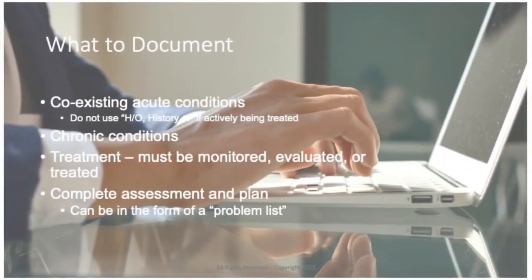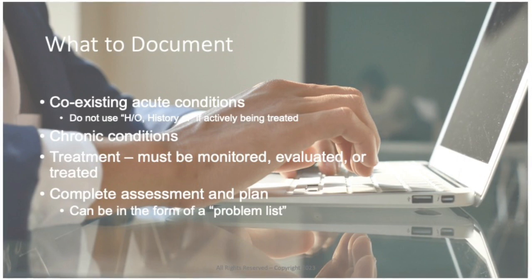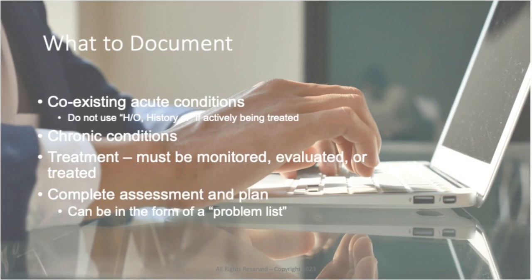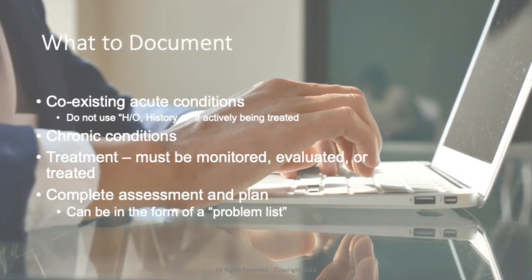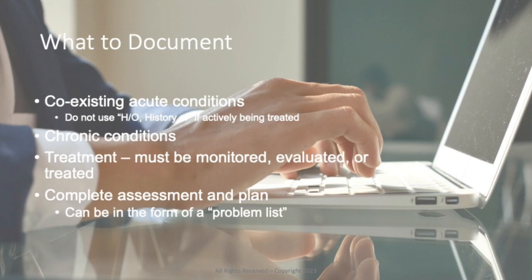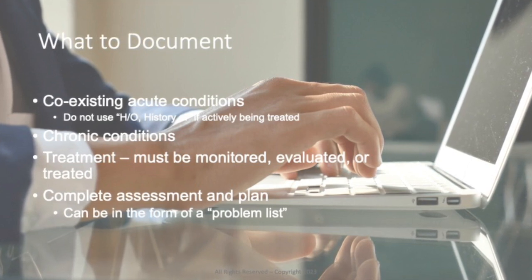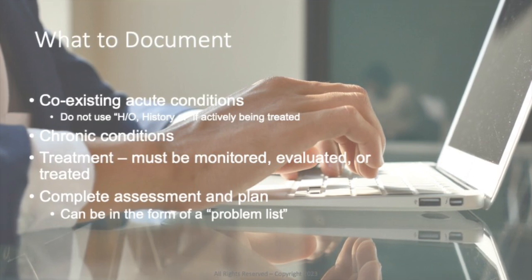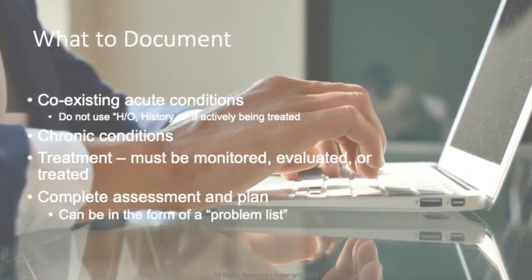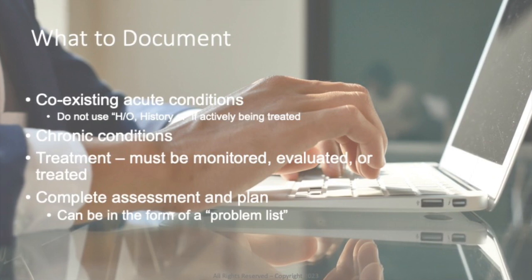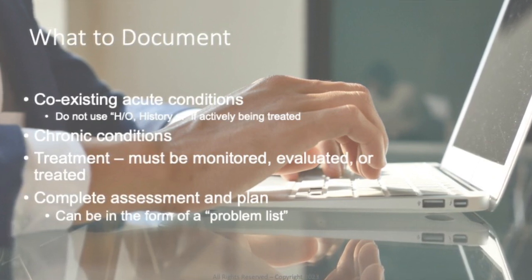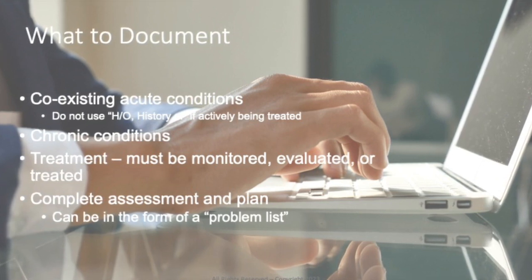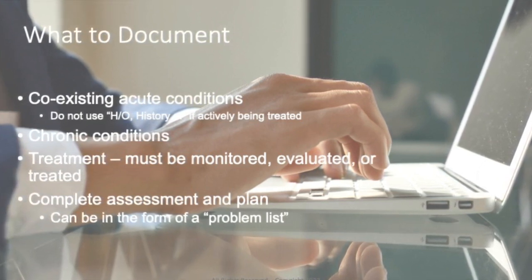What else to document? I do know that many of the electronic medical records will pull in the past medical history, but it's important to review it before you just accept it. Coexisting acute conditions are generally listed, but be careful not to use the term history of if the disease is actively being treated. Many times I would see history of breast cancer on tamoxifen. Well, tamoxifen is a statement of something that is being treated, so it would not be history of, it would be breast cancer on tamoxifen.